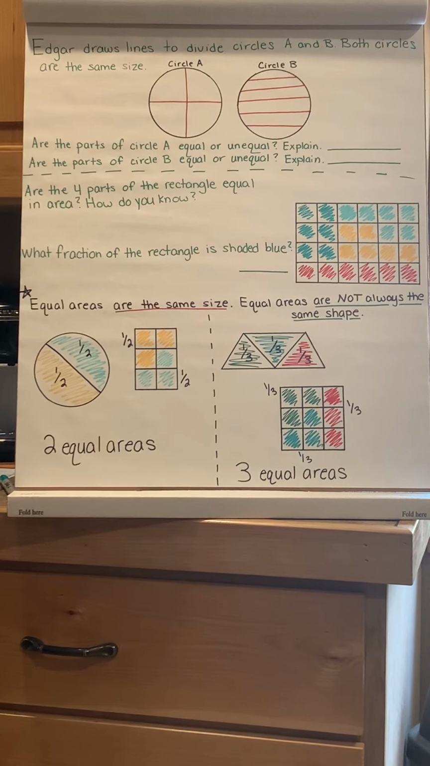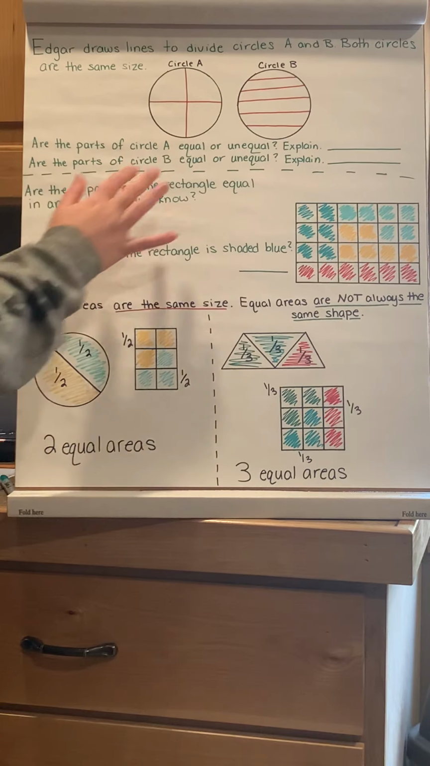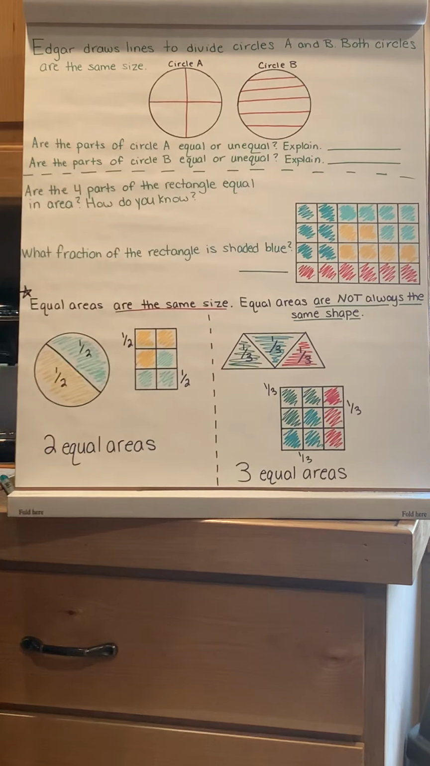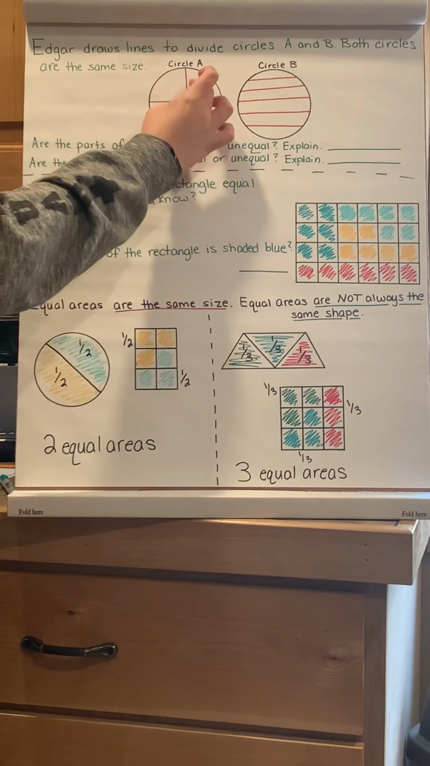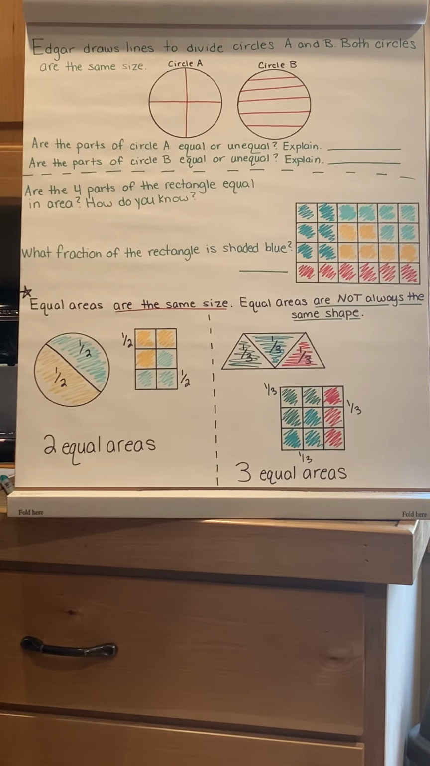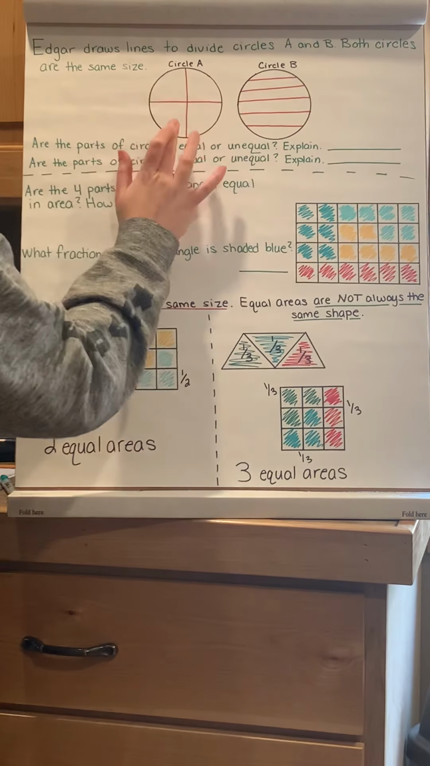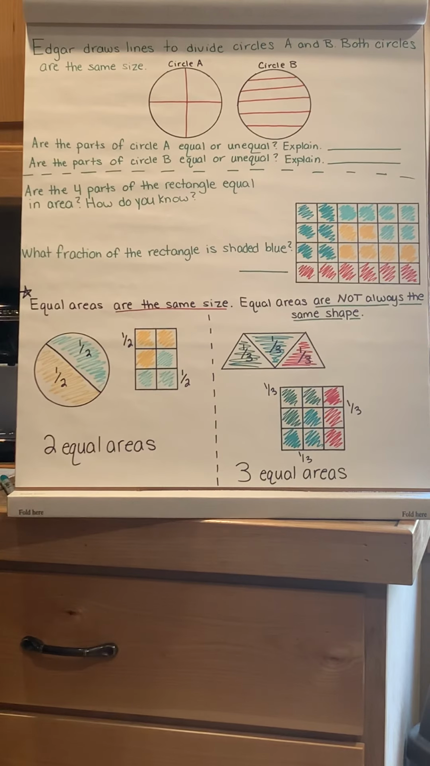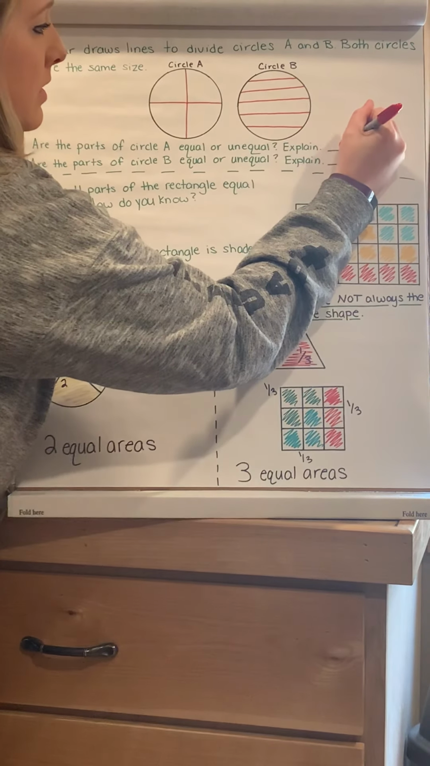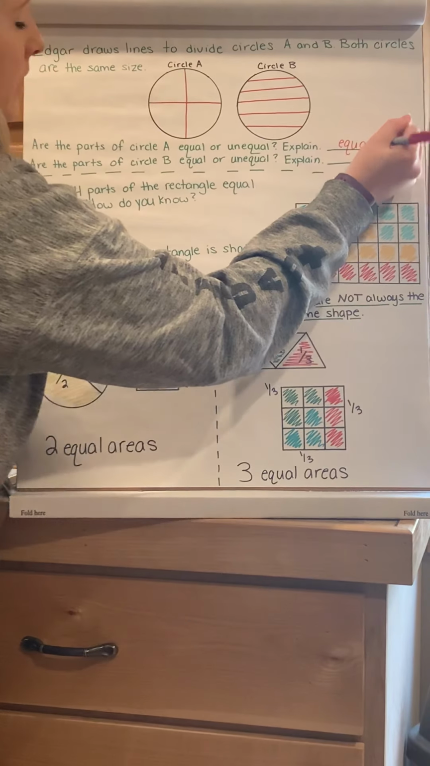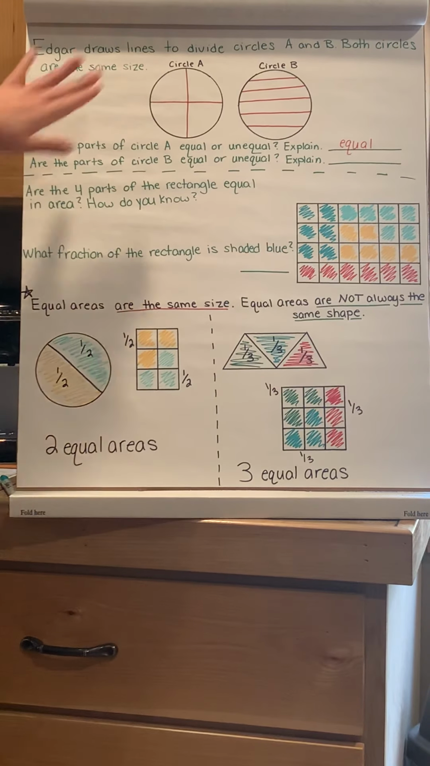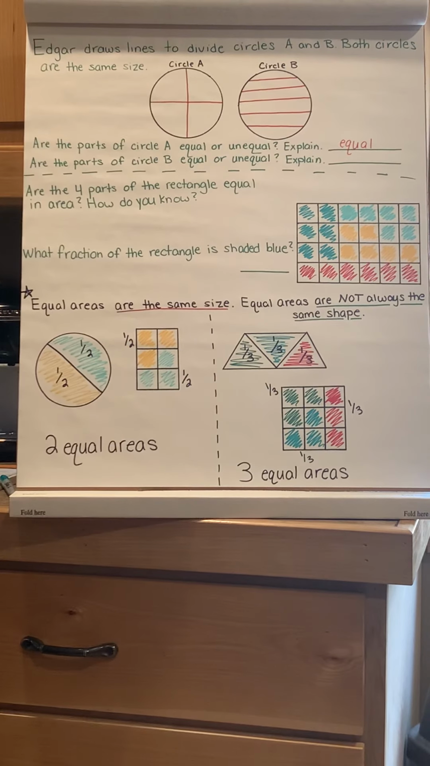First, I'm asked, are the parts of circle A equal or unequal? So say I took this circle and I cut right along my lines. Are these 4 shapes going to fit evenly on top of each other? To me, they look pretty even, right? So I would say equal. Because if I were to cut those shapes out, I could put them on top of each other and it would all be the same size.